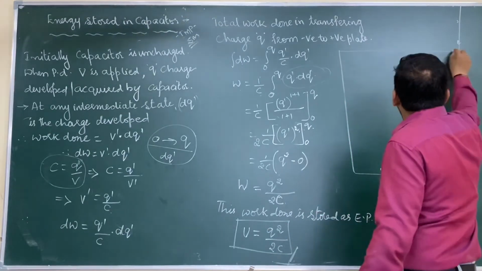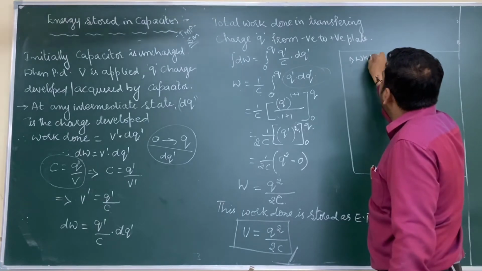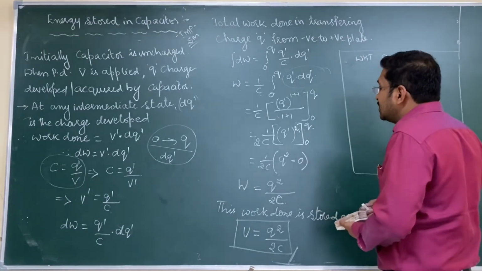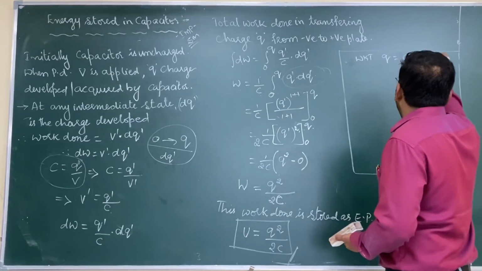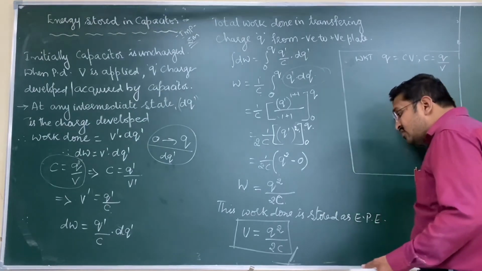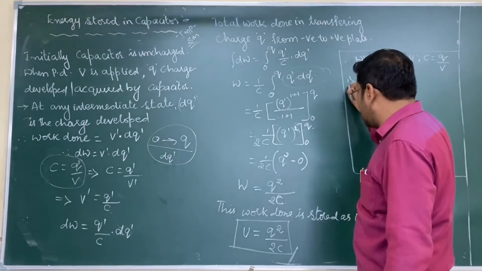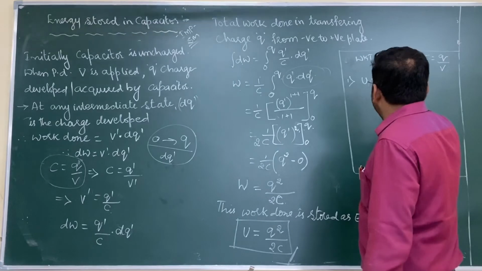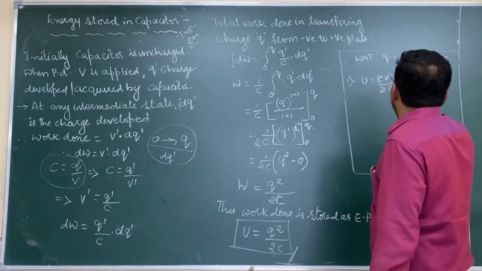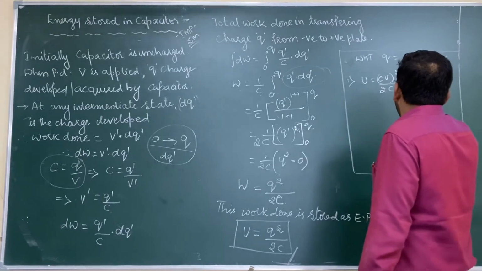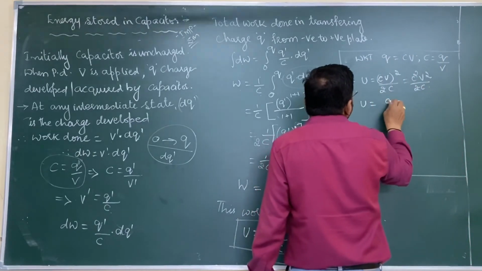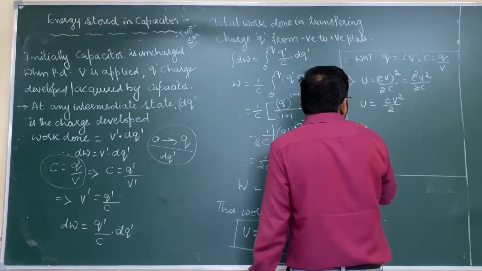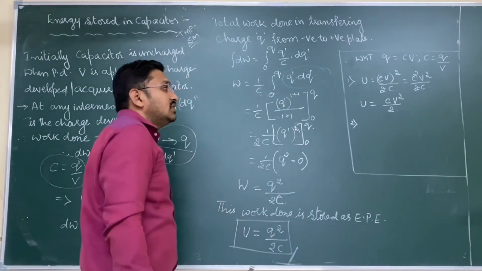Yes, we know that Q is equal to CV, or C is equal to Q by V. Therefore we can get the different forms. U is equal to this Q written as CV, so C square V square divided by 2C. Therefore, U is equal to CV square divided by 2. This is also the formula in terms of C and V.